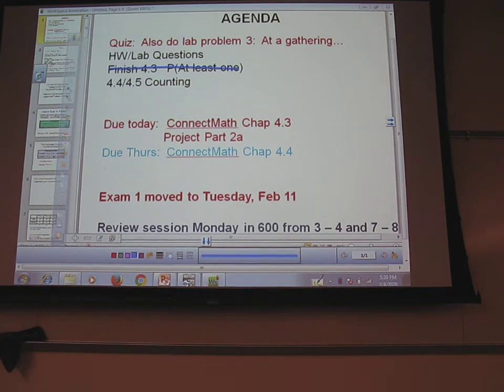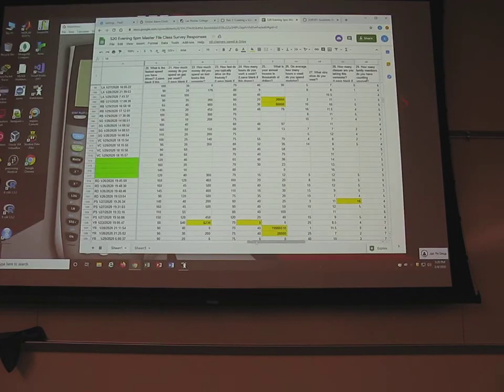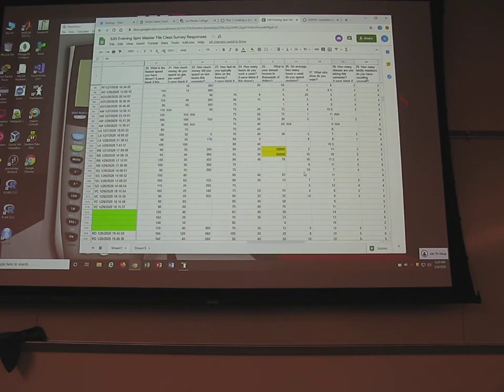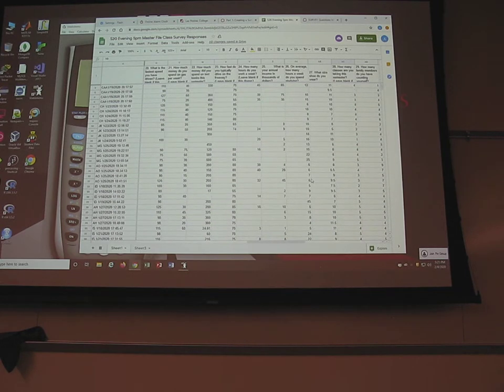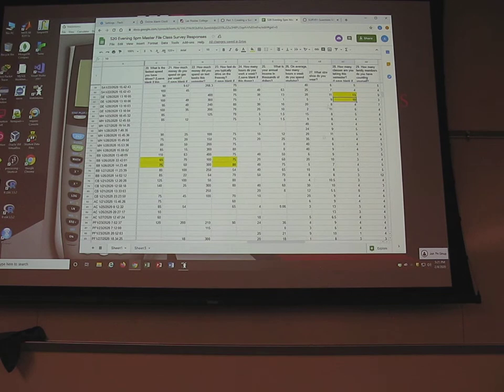Speaking of the project, here are some things. Again, don't do the project until I give you instructions for the next part, because there's a reason. So here, how many classes did you take this semester? No one's taking 13 classes or 10 classes this semester. So DE, if you're DE, check that and fix it.